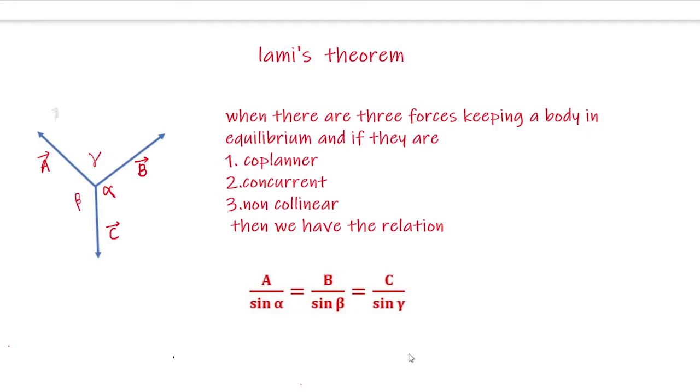Lami's theorem. When there are three forces keeping a body in equilibrium, and if they are coplanar, concurrent, and non-collinear, then we have the following relation: the ratio between any force and the angle between the other forces is the same. Here we have force A, and the angle between the two other forces is alpha. Here we have force B, and the angle between these forces is beta. This is force C. We have this angle gamma.